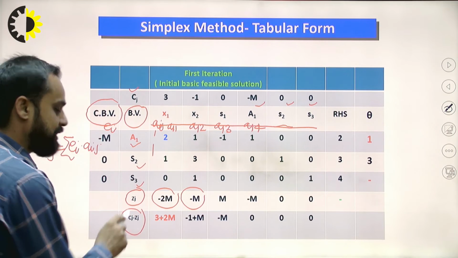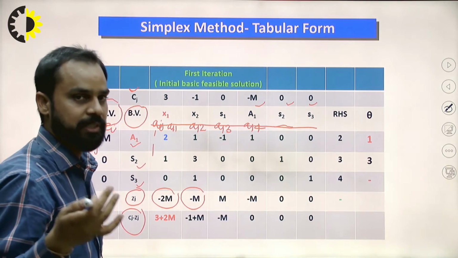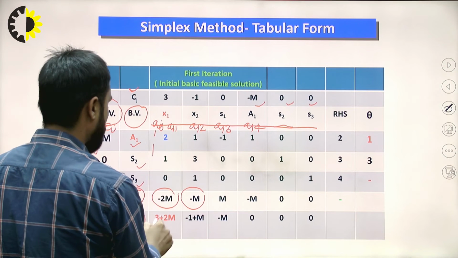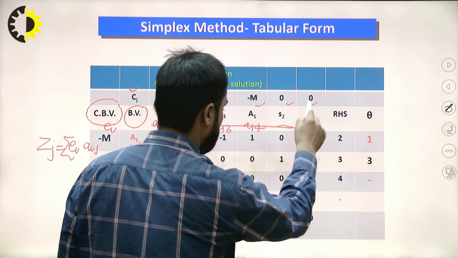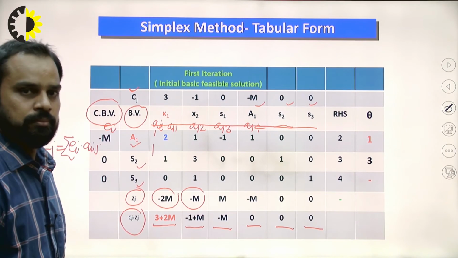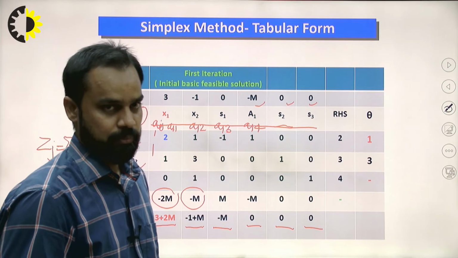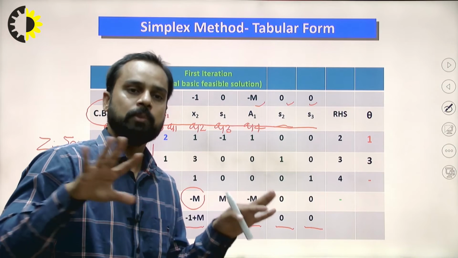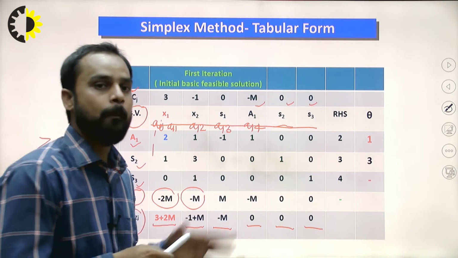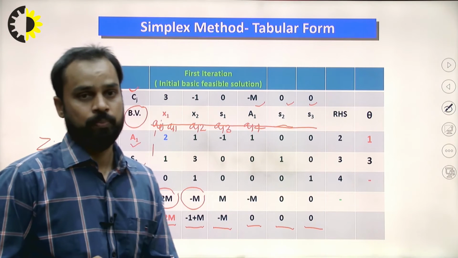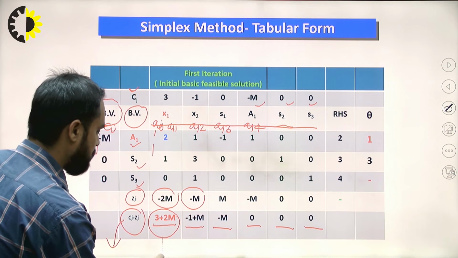After that, we have to write Cj minus Zj, where Cj represents the coefficient of the objective function. So 3 minus of minus 2M becomes 3 plus 2M, then minus 1 plus M, minus 1, minus M, 0, 0, 0, 0. On the basis of Cj minus Zj, we decide the key column. If the problem is a maximization, we choose the key column on the basis of the maximum value in the Cj minus Zj row. The maximum value in the Cj minus Zj row is 3 plus 2M, so that is the key column.